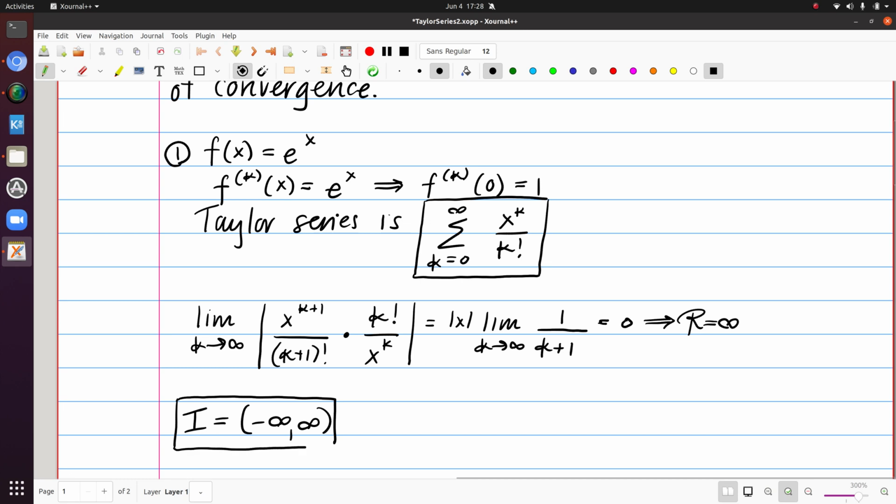So that is actually pretty powerful. We're saying that unlike the 1 over 1 minus x Taylor series, this Taylor series converges for any x that we might choose to plug in.